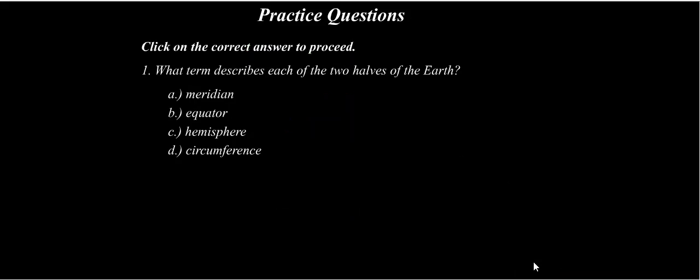Practice questions. Click on the correct answer to proceed. What term describes each of the 2 halves of the Earth? A, meridian. B, equator. C, hemisphere. D, circumference. C, hemisphere is the correct answer. Way to go, you got that question right. Let's move on. Click the next button below to continue.